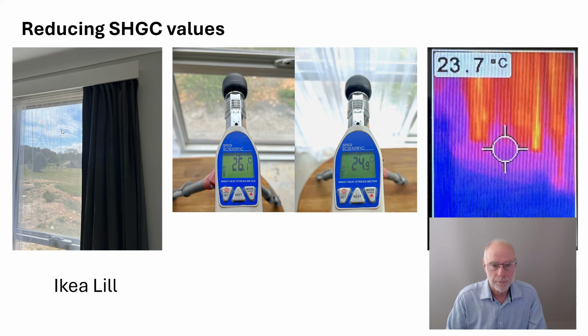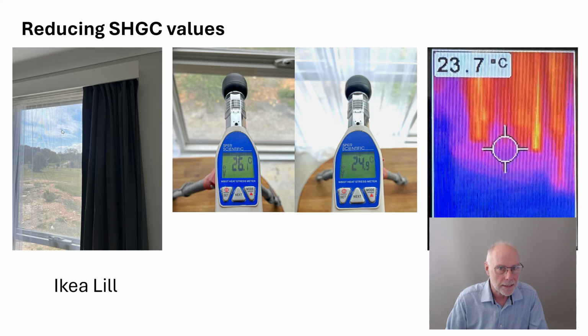Now, we are using, again from IKEA, Lille. I was just looking up before the video to make sure I got the name right, and I see here in Australia they're $8 for a pair of them. Cheap as. Now, the sheer curtains, because they're white, tend to reflect radiant heat when they're drawn across.